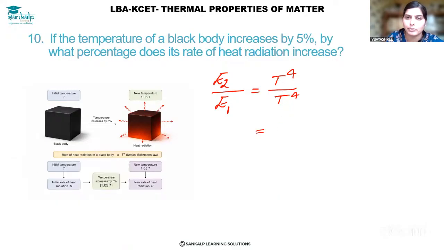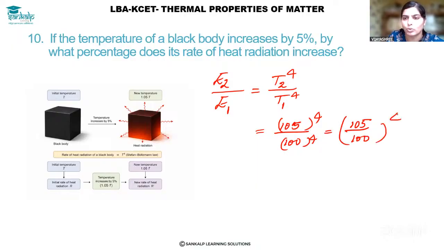T2 divided by T1. So what is the final temperature? Let us take 105 degrees Celsius. 105 degrees. Initial temperature is 100 degrees. The fourth power of this can be written as 105 divided by 100, whole raised to 4.